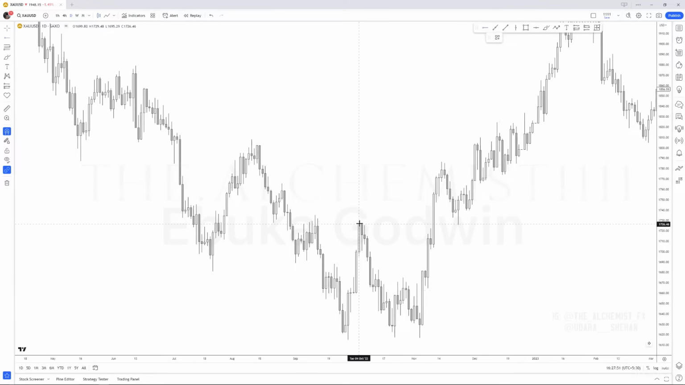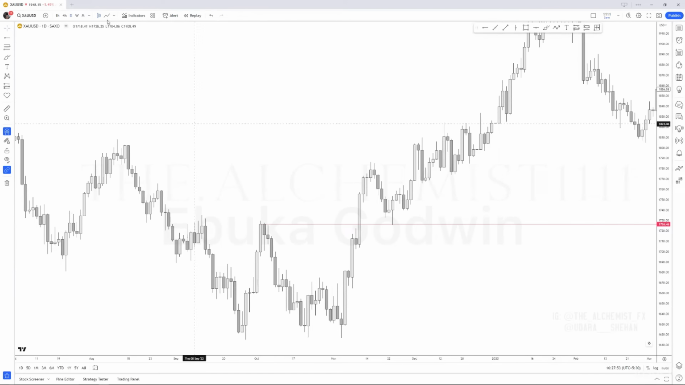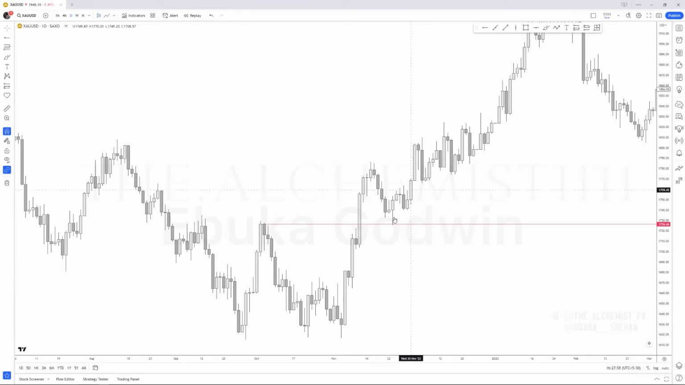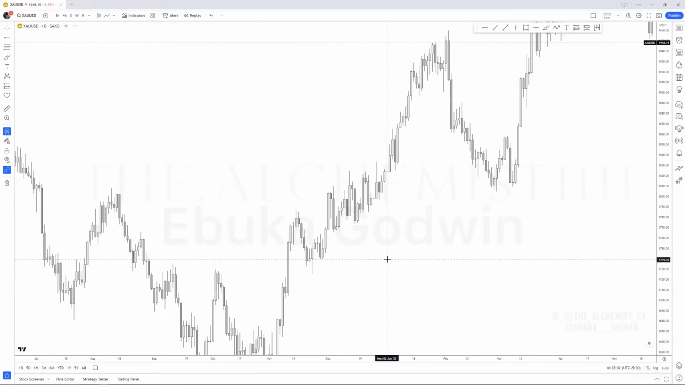Look at this. What is that? Once again, RBS, resistance broken, turns into a support, right? Then it turns into a support. Okay, so that's the very basic stuff.